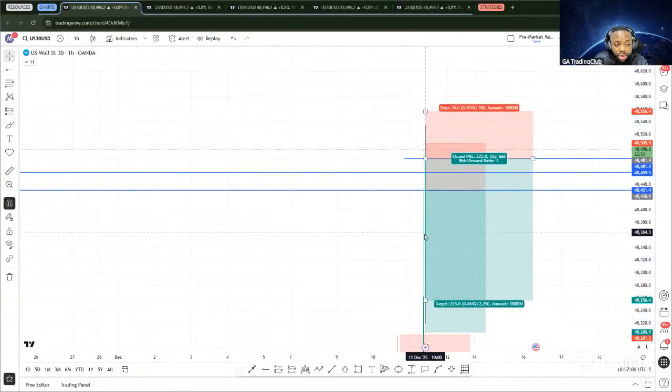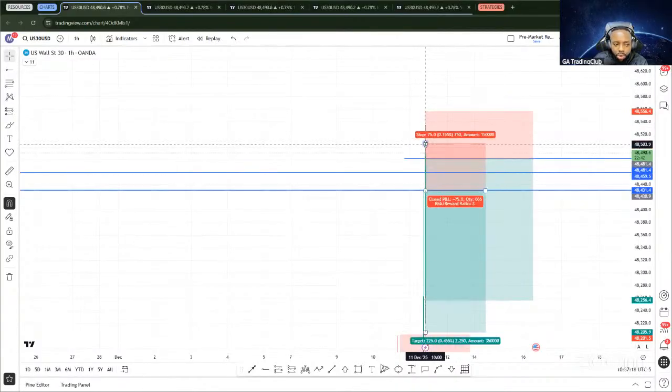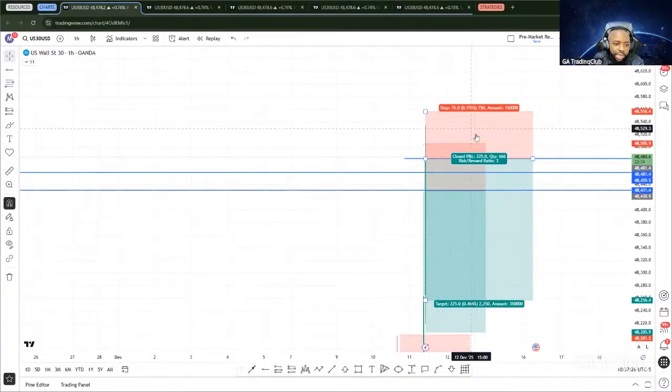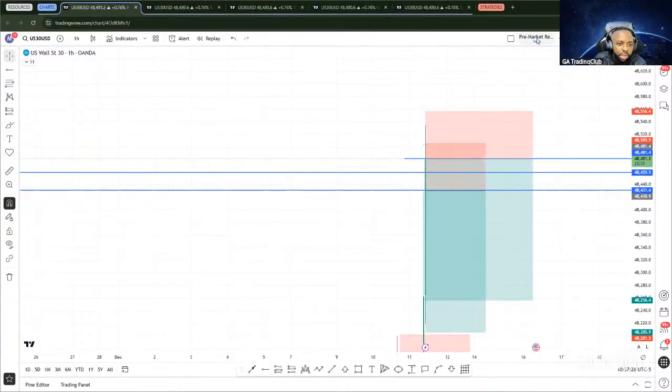But if the current hourly candle, which is the 10 a.m. candle, closes above 48,460, and if it does create a wick, this would be our first candle, and then we would look to the future to get another potential wick, which would probably come in sometime next week, or possibly even tomorrow, depending on how those candles create.